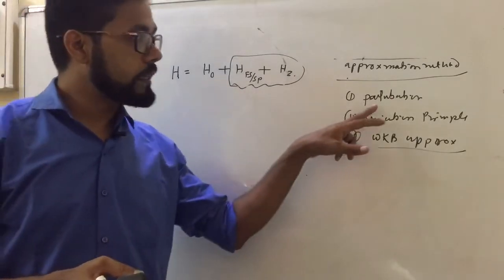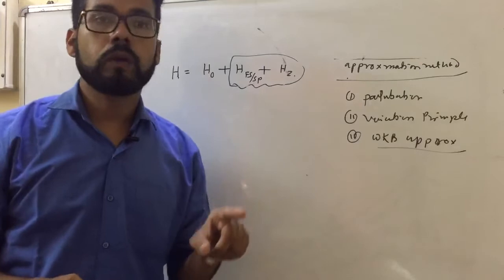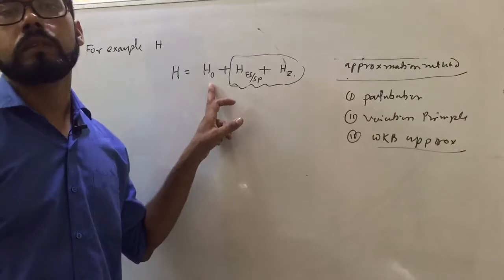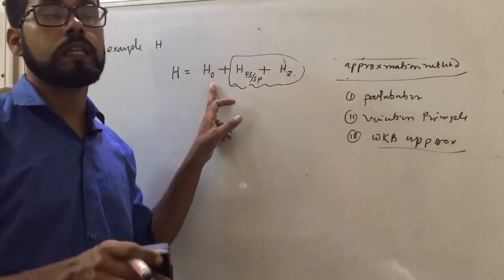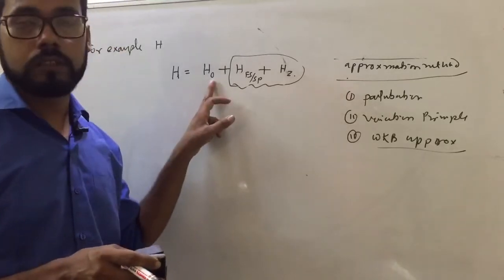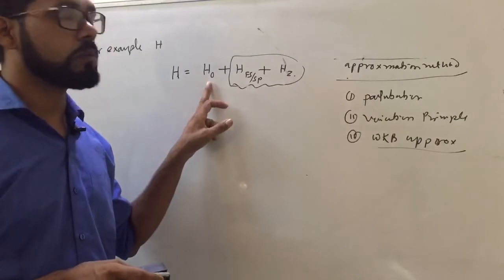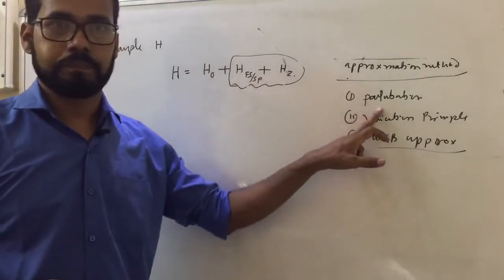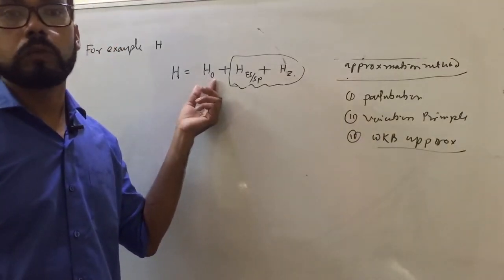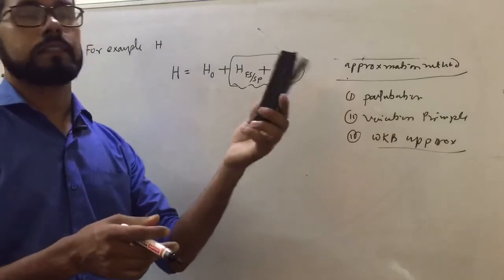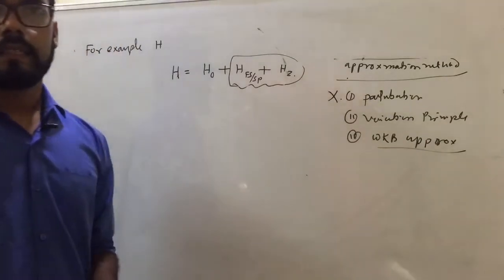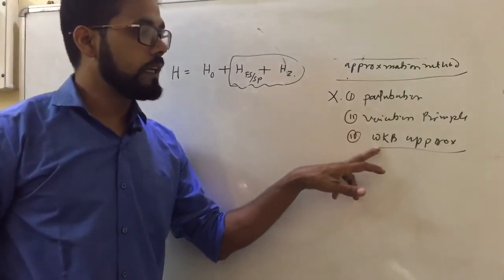Now condition 1: you can apply perturbation theory only if you have an idea about the original Hamiltonian of the system, the original Hamiltonian without application of the external factor. Suppose you don't know H naught, the original Hamiltonian of the system, then I cannot apply this theory. Then we can go for variational and WKB method.